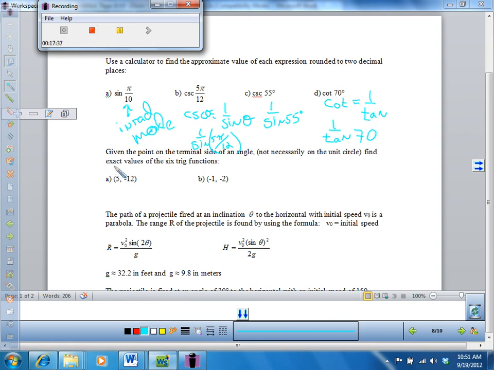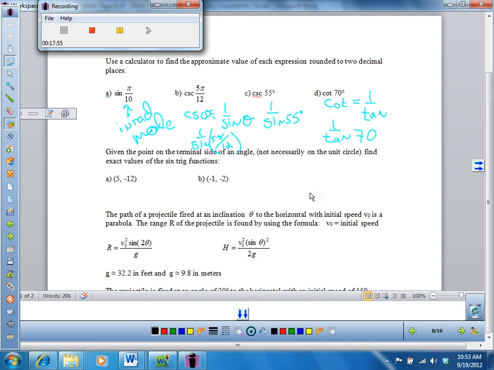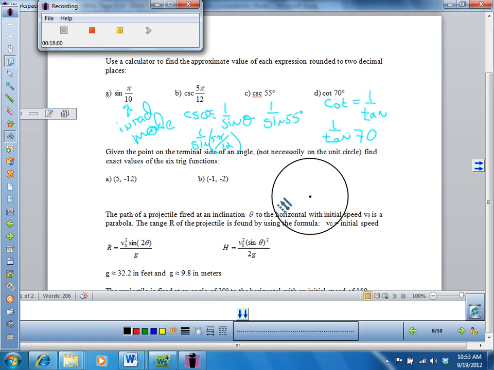This is not on a unit circle, so find the exact value of the six trig functions. Let me just show you how to do this, and then I'll be done, because this one works the same way. Okay? Draw a circle. Come over here 5, down 12. Watch, please. Don't leave. You're going to have this on a test.